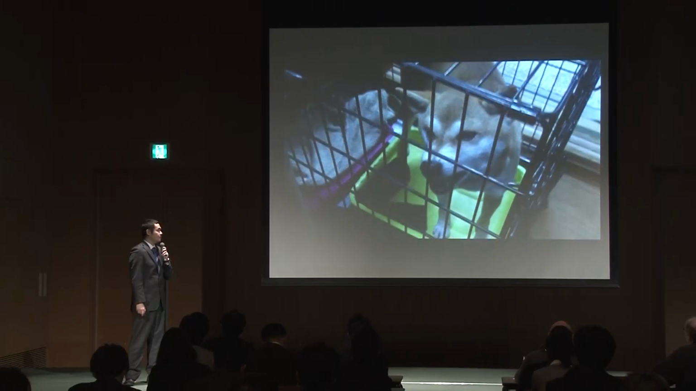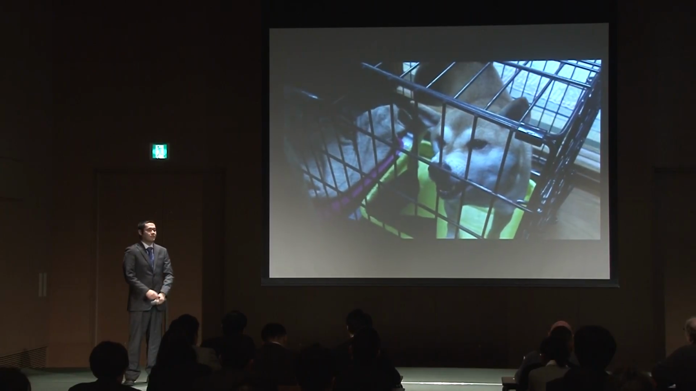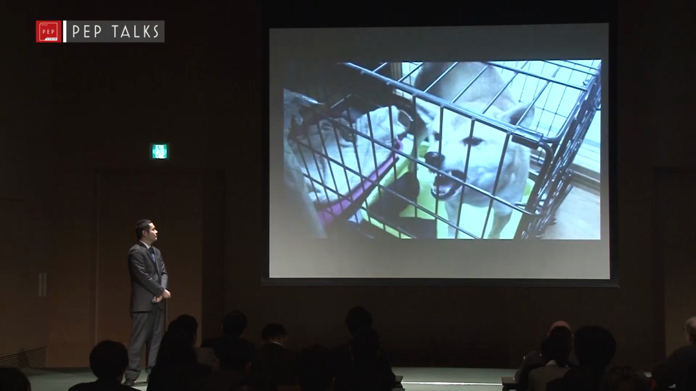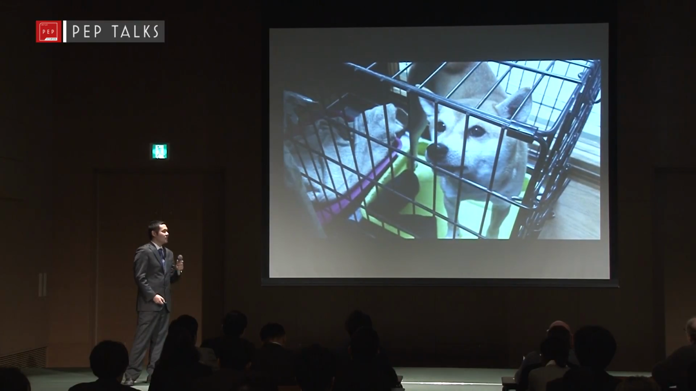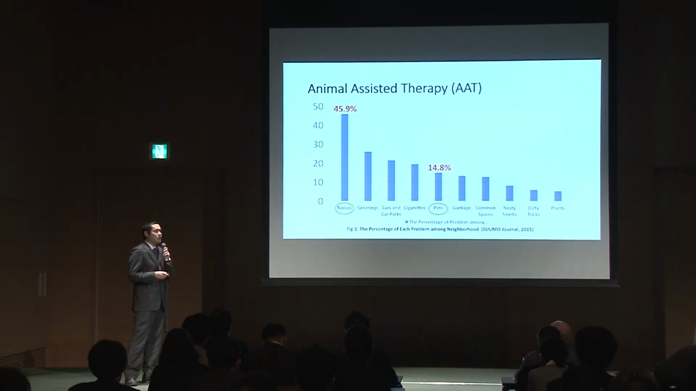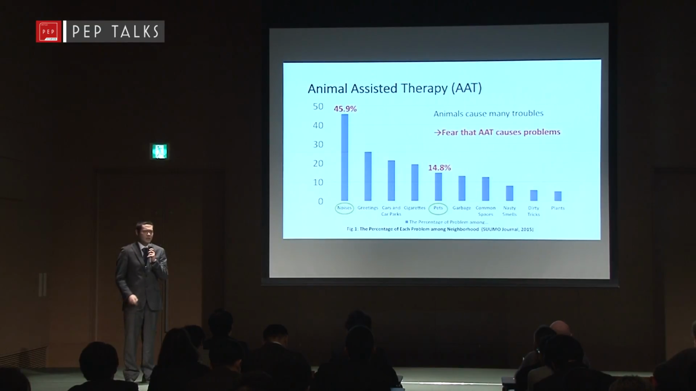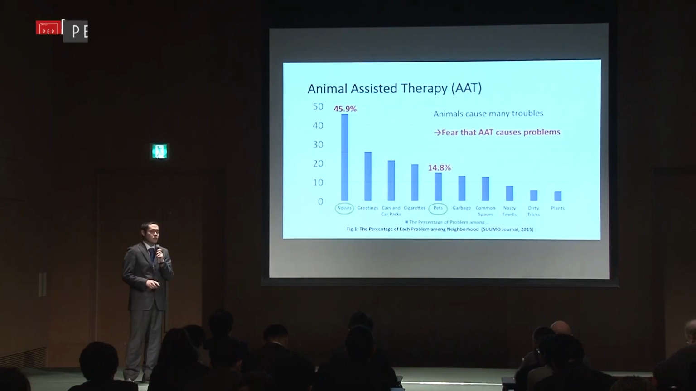However, so it was really noisy, isn't it? And according to Sumo Journal, noise and problems related to pets account for a high degree of the problems among neighbors. So there is a fear that AAT causes problems among neighbors. This is a serious problem, I think. So I started my project.